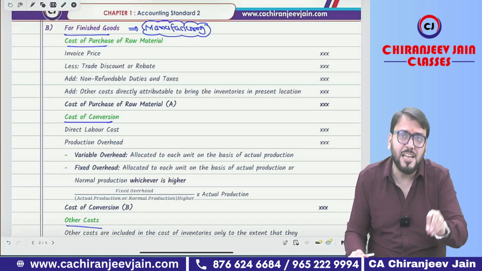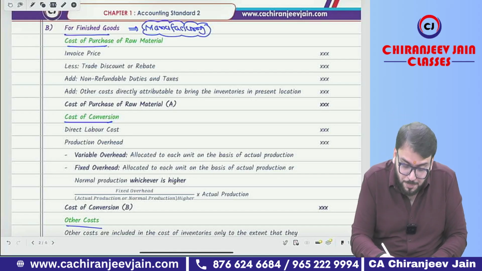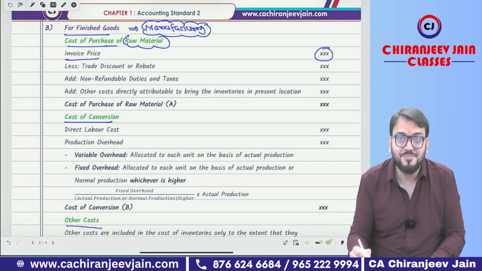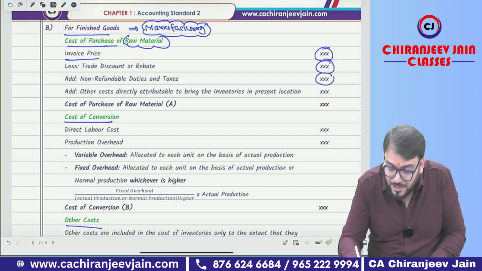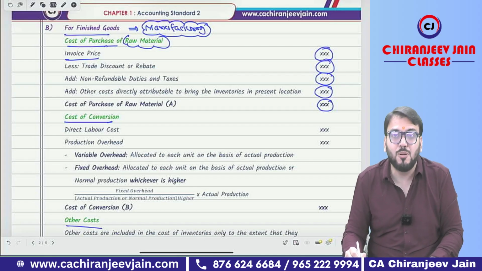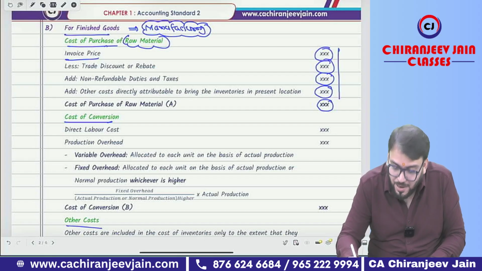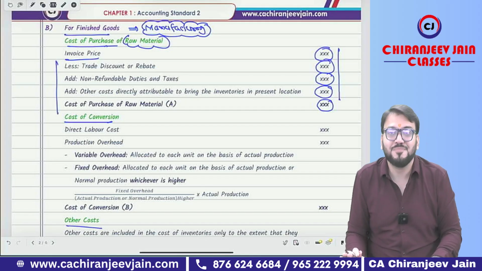It is as simple as whatever we have done for stock in trade. Same thing is given. So cost of purchase of raw material will be invoice price less trade discount rebate plus non-refundable duties and taxes plus other costs to bring the inventory in present location. Everything will be added. This will become the cost price of raw material. I think no explanation is required for the cost price of raw material. I hope you understood this.